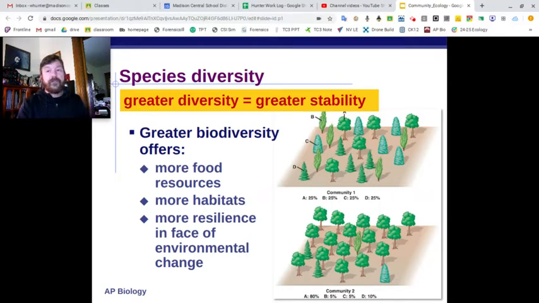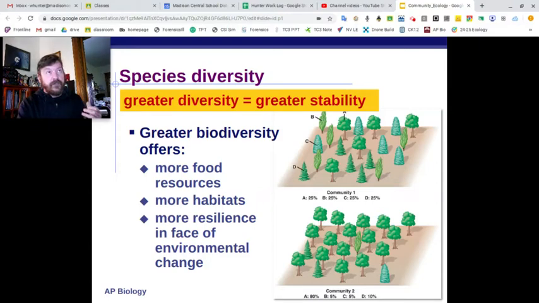Greater biodiversity means you have more food resources for organisms in the ecosystem. You have more habitats available, which is always a good thing. And possibly the most important of these is you have more resilience if there's an ecosystem change. So if something changes in that ecosystem, if every organism in that ecosystem is the same species, it doesn't take much to kill them all off, and that's obviously not good.